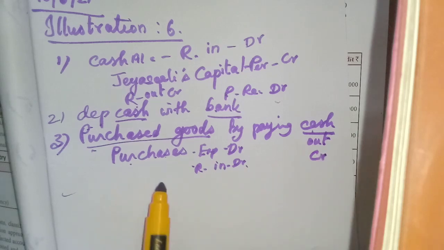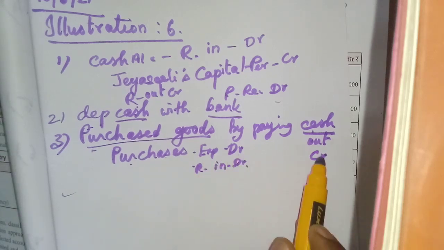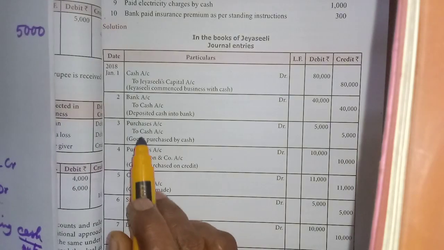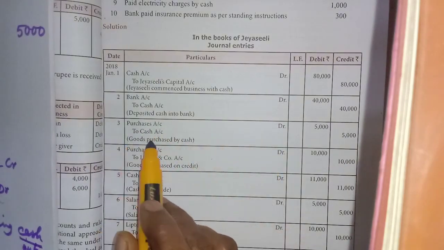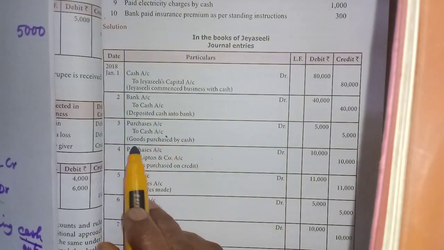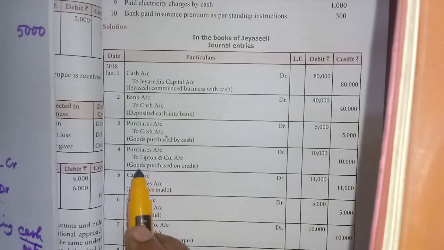So what is the entry? Purchases account debtor to cash account. See, purchases account debtor to cash account, bracket, goods purchased by cash.